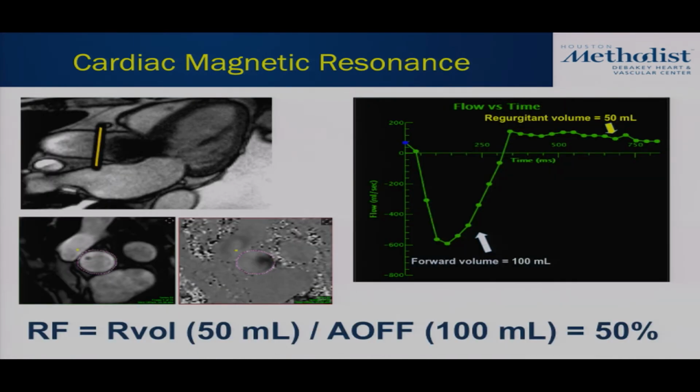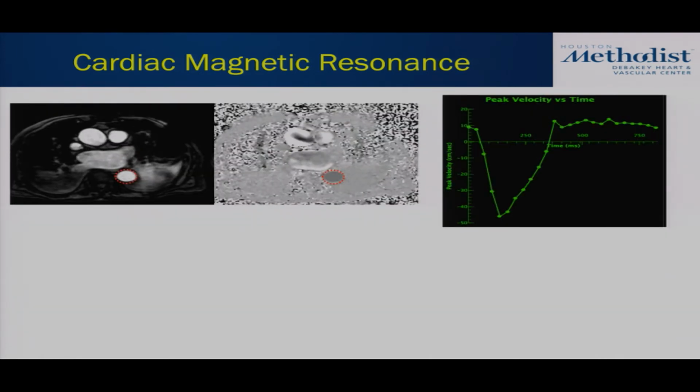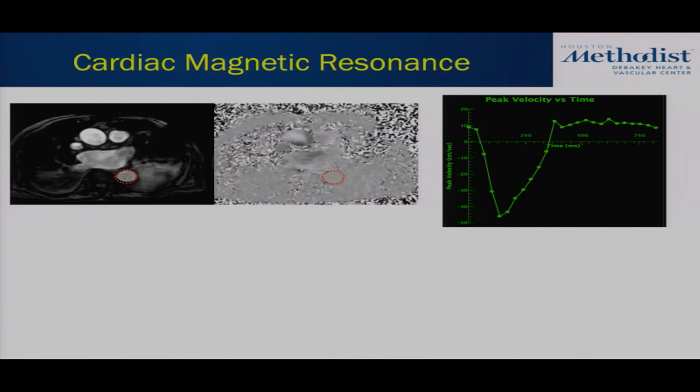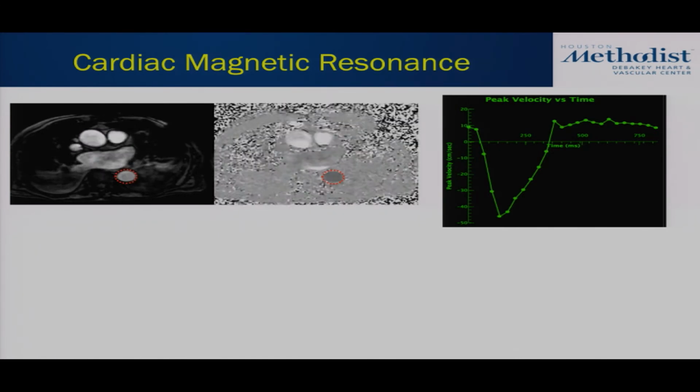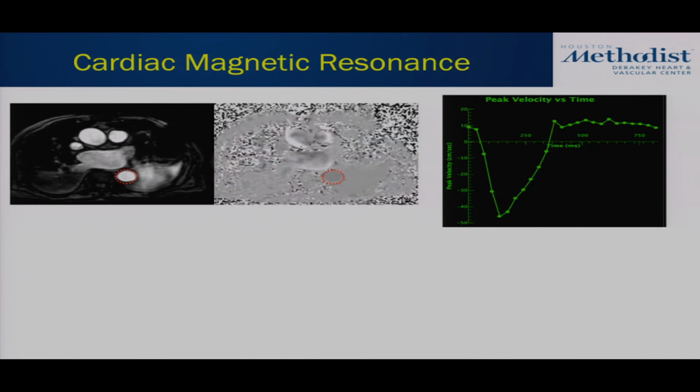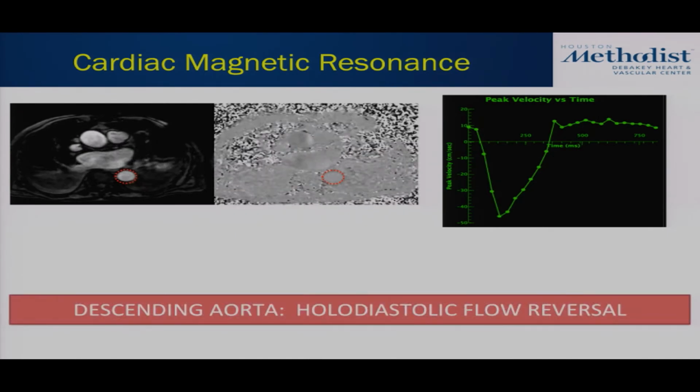To detect the amount of aortic regurgitation, as was previously described, we can directly measure at the level just above the valve. We got a regurgitation volume around 50% and a forward stroke volume of 100 milliliters through the aortic valve, giving us a regurgitation fraction of 50%. To help further assess the degree of aortic regurgitation, we can see that in the descending thoracic aorta, on the right there's holodiastolic flow reversal.